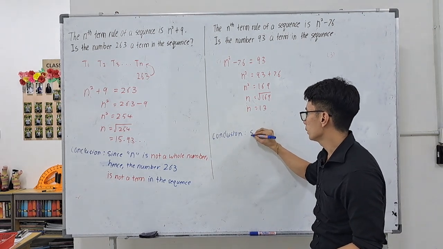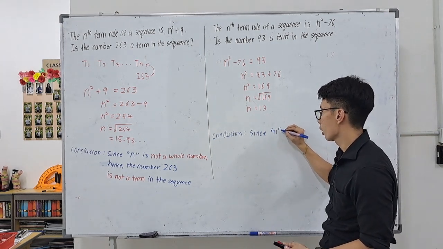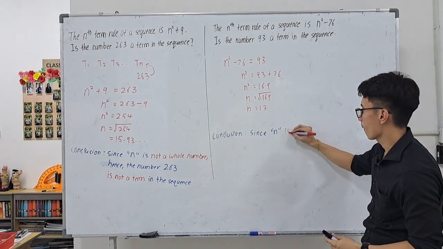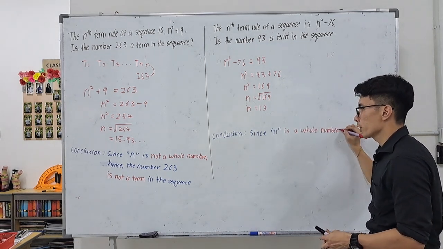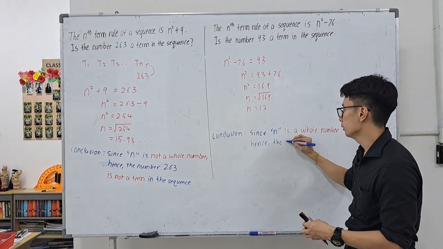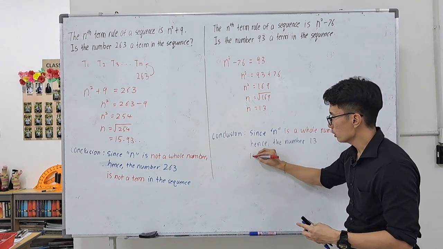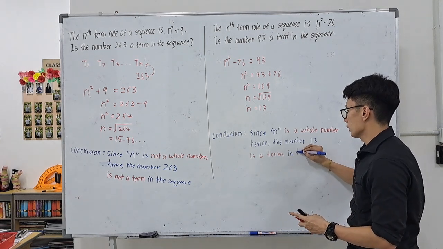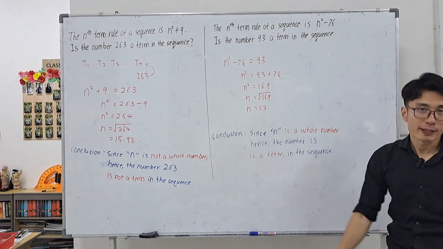Conclusion: since the value of n over here for the term is a whole number, we can conclude that the number 93 is a term in the sequence. Okay, so that is basically it.